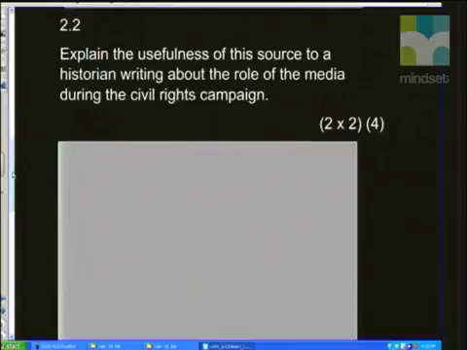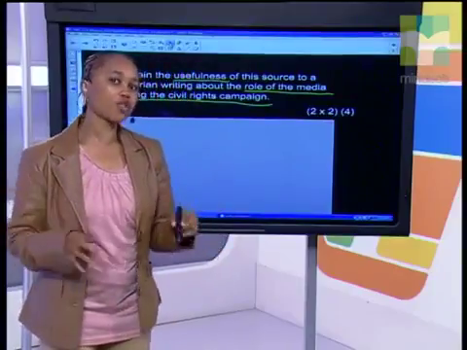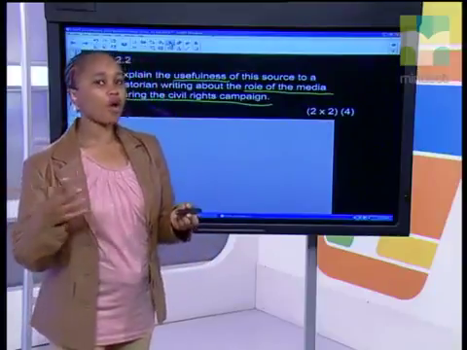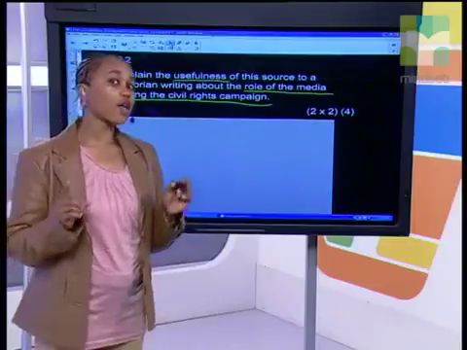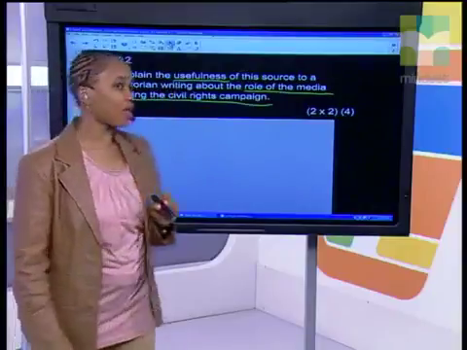Now this is a very interesting question for historians. Explain the usefulness, I'm going to underline, let me use a different color now. Explain the usefulness of this source to an historian writing about the role of the media. It's the role of the media now during the civil rights campaign. Now, it's very important to read this question carefully. They are not asking you about the role of the protesters or the role of the state authorities, but they want the role of the media during this time. And then they want you to look at the usefulness.